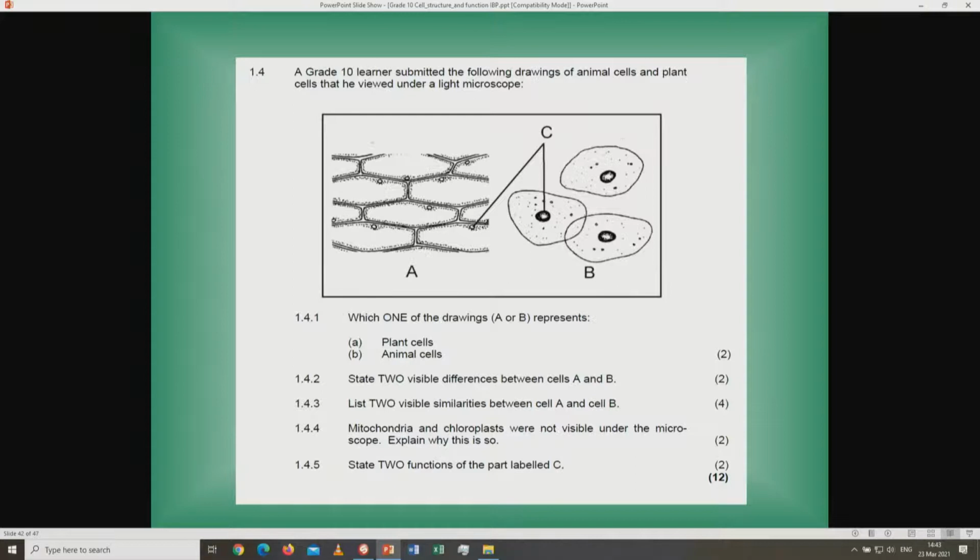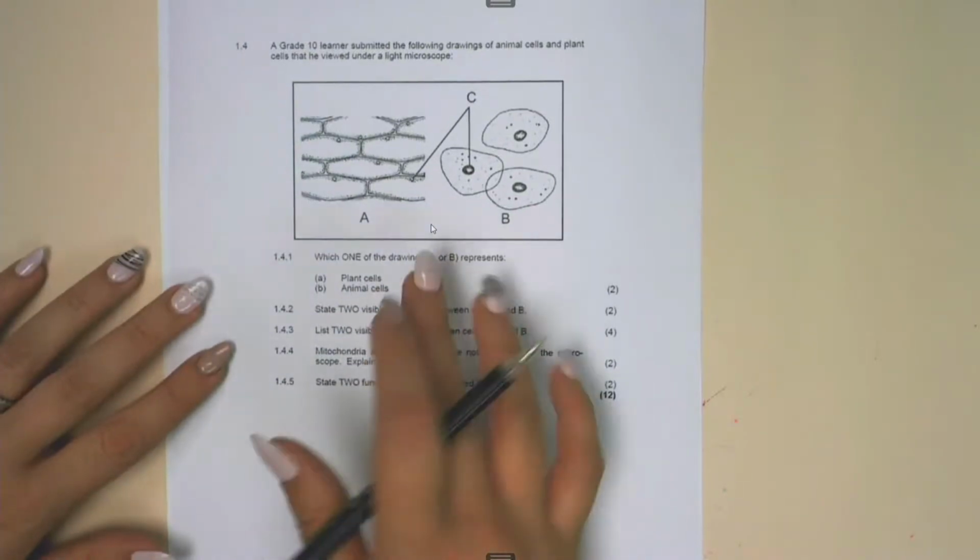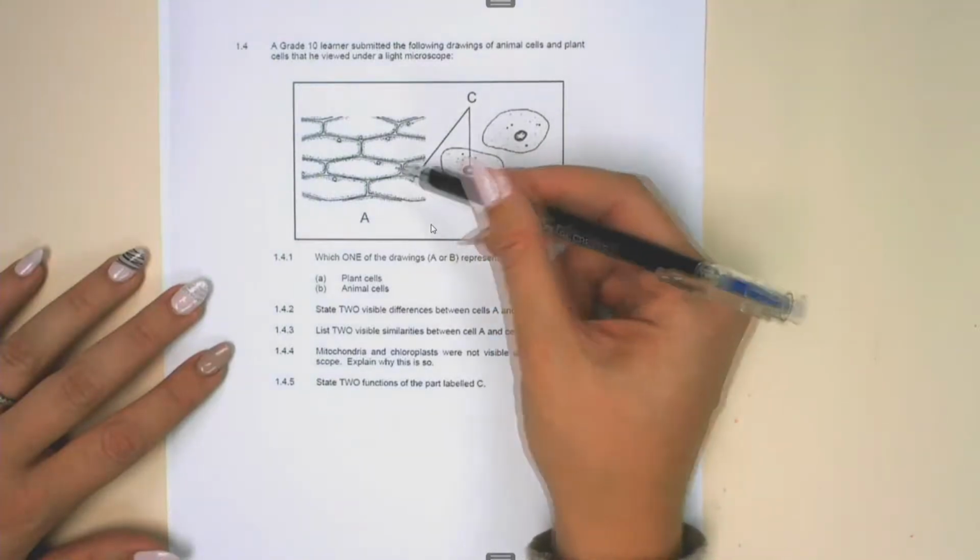Then you will see that we are going to move to another question, question 1.4. It says that a grade 10 learner submitted the following drawings of animal cells and plant cells that he viewed under a light microscope. Remember when I said it's extremely small and microscopic, so it's not visible by the naked eye. You have to look through the microscope. So these were the two that he investigated and saw.